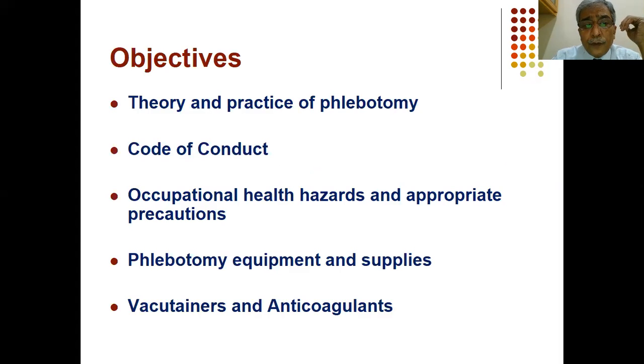The objectives will be theory and practice of phlebotomy, and code of conduct. What is the code of conduct? Code of conduct means that the phlebotomist has to observe the code of conduct which is documented in the form of standard operating procedures, which is called SOP. SOP is a very common term which you will come across, and you'll have to prepare SOPs for each and every parameter, each and every aspect of the lab also.